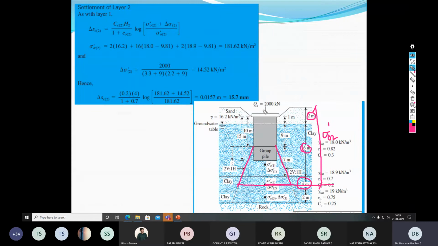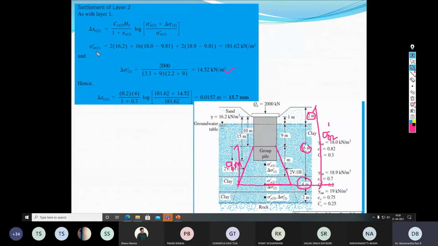Then similarly, to calculate the increase in effective overburden pressure, this is load upon area. Load is 2000 kilonewton, and Lz plus Bz. Lz is 3.3, and the depth from the location of the pile tips to the middle of layer number 2 is 9 meter. That is 7 plus 4 by 2, 9 meter. In the width direction, that is 2.2 plus 9. So 2000 divided by Lz plus Z2 into Bz plus Z2. It comes out to be 14.52 kilonewton per square meter.